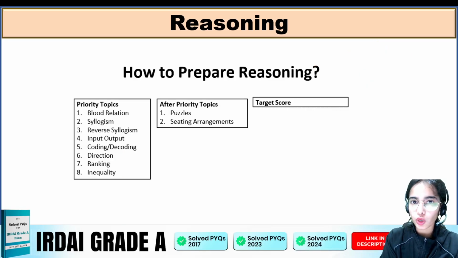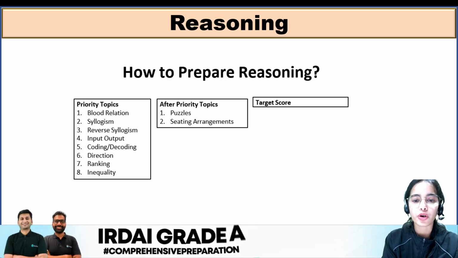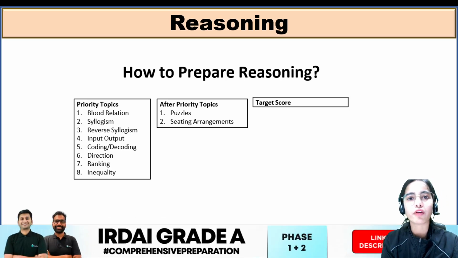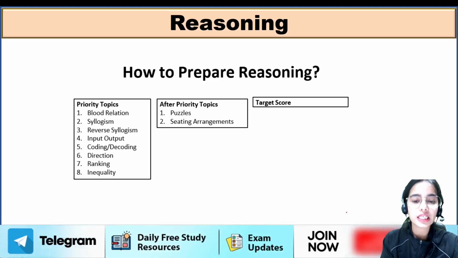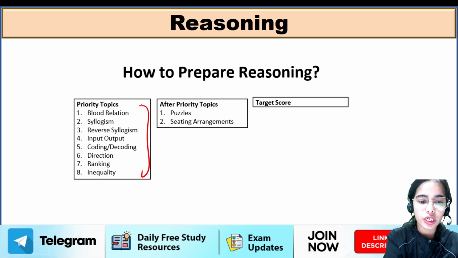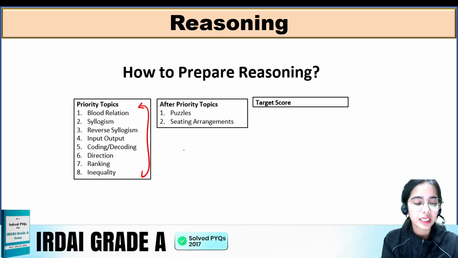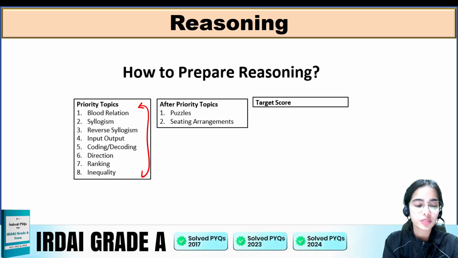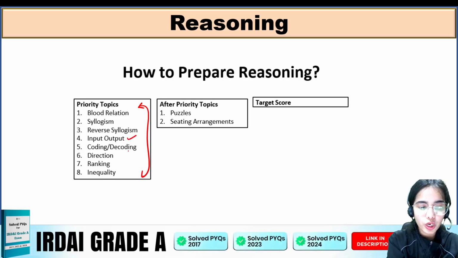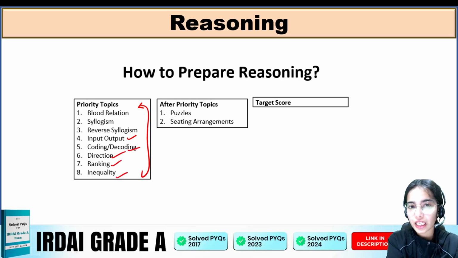Now the priority topics, I'm just telling you the priority topics in reasoning. In the quant, you have to see your strength, you have to see which topics you can do faster and easily. But in reasoning, these are some priority topics that you should be doing: blood relation, syllogism, reverse syllogism, input output, coding decoding, direction, ranking, inequality.